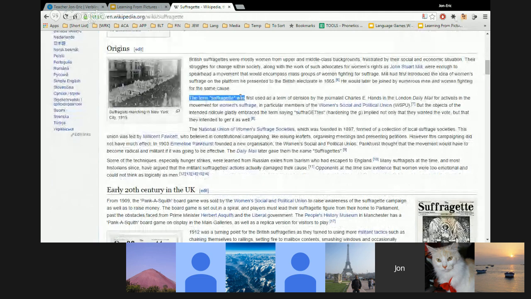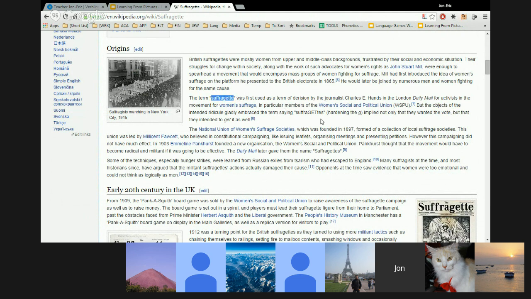The term suffragette was used as a term of derision by journalist Charles E. Hands in the London Daily Mail for activists in the movement for women's suffrage. So originally, it was a term of... there you go, Cecile. Yes, women can drive. Exactly. And there were no cars back then, or they were just being invented.